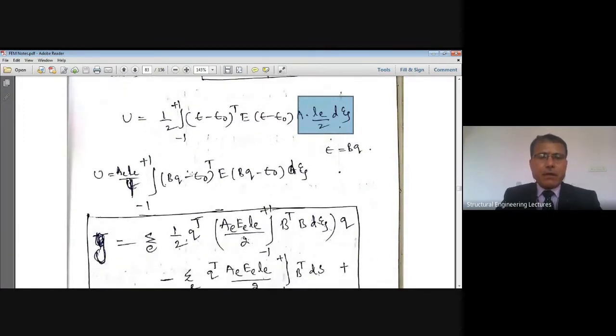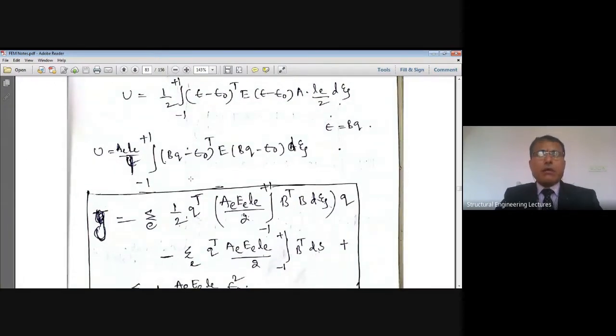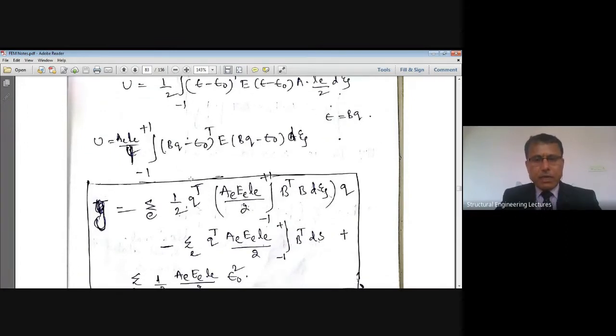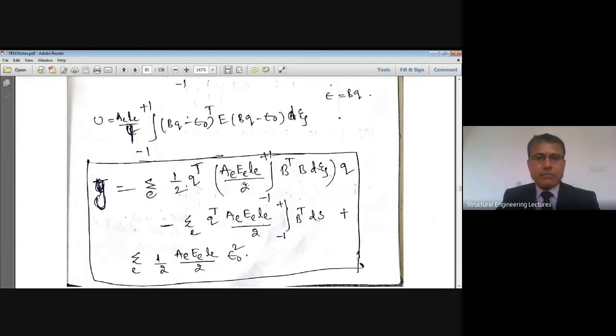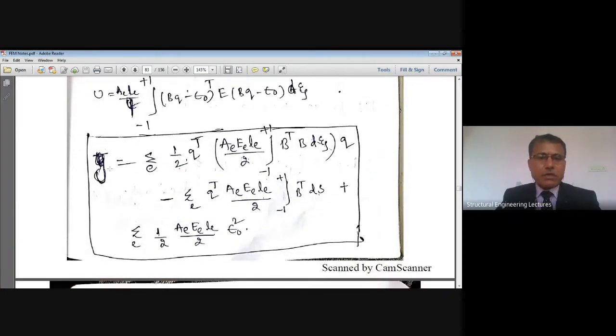Now what we can do is substitute epsilon equal to B multiplied by Q. Substituting, it becomes Q transpose multiplied by B transpose minus epsilon naught transpose, E multiplied by B multiplied by Q minus epsilon naught. Now do the matrix multiplication, because B, B transpose and Q are matrices. Doing the matrix multiplications, I get these terms. That U consists, over all such elements, of half Q transpose A E L divided by 2.